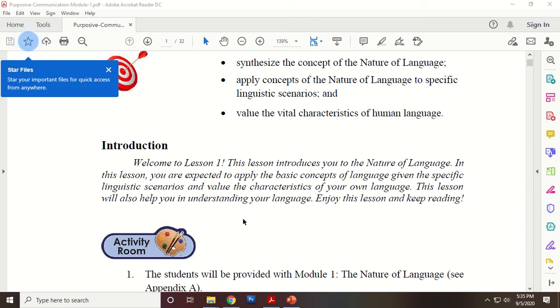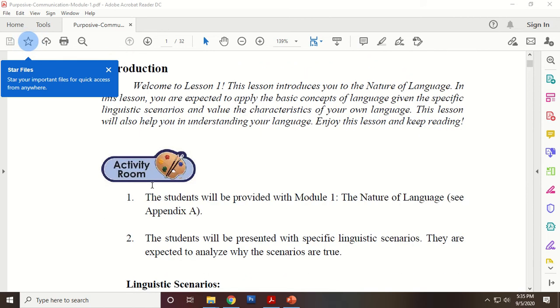In this lesson, you are expected to apply the basic concepts of language given specific linguistic scenarios and value the characteristics of your own language. This lesson will also help you in understanding your language. Enjoy this lesson and keep reading.